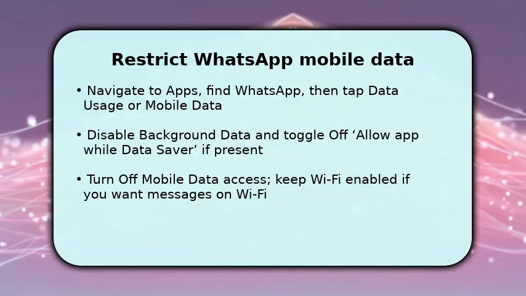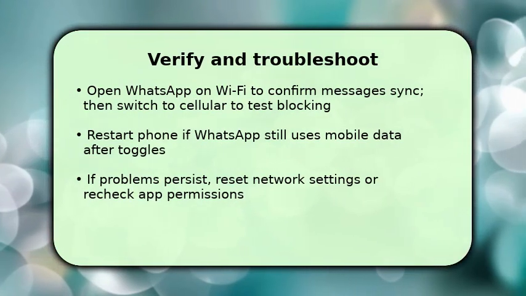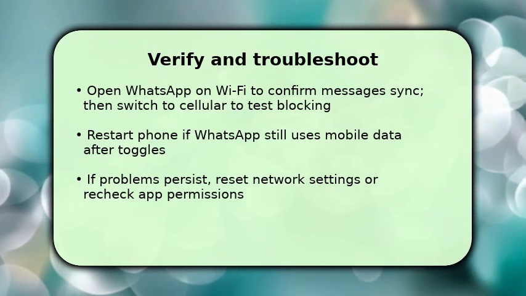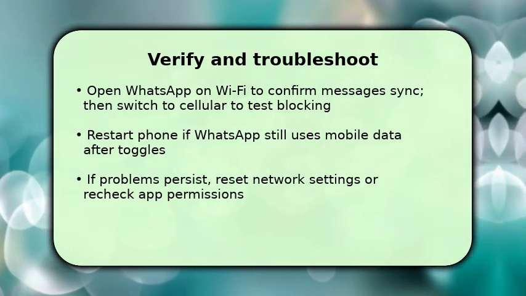Finish by testing. With Wi-Fi on, open WhatsApp to confirm sync. Then disable Wi-Fi so the phone uses cellular. Messages should stop arriving. If they still appear, restart your phone to enforce the new app permissions.